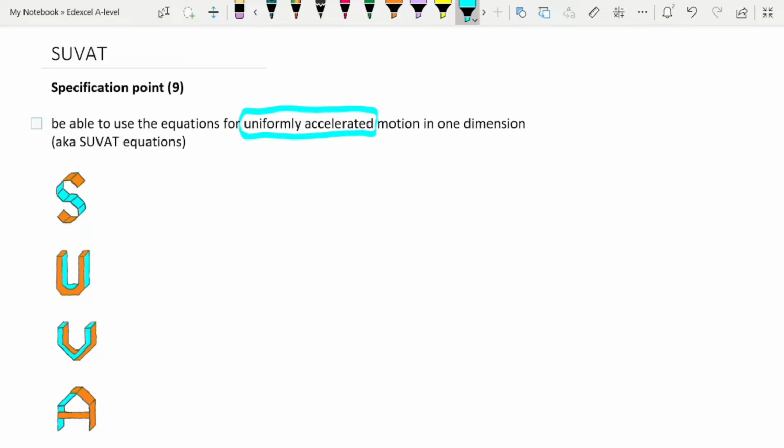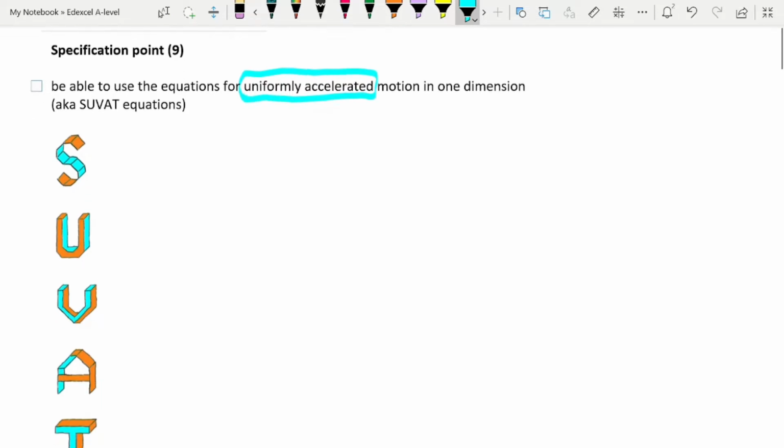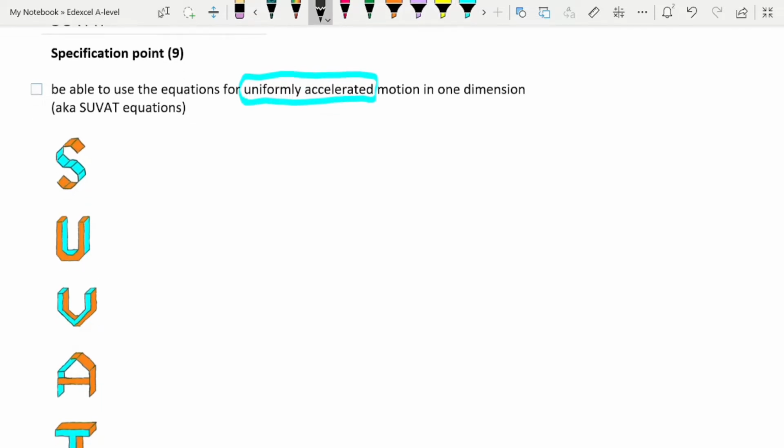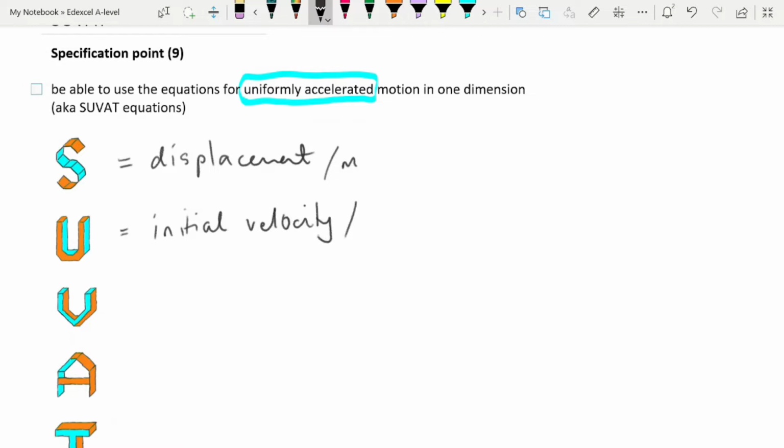And they're called the SUVAT equations because we focus on these five quantities. S stands for displacement, and obviously that is measured in meters. U stands for initial velocity. And of course, normally we would do this as a small u, rather than the bigger one that's represented here. Initial velocity in meters per second. V is final velocity, also in meters per second.